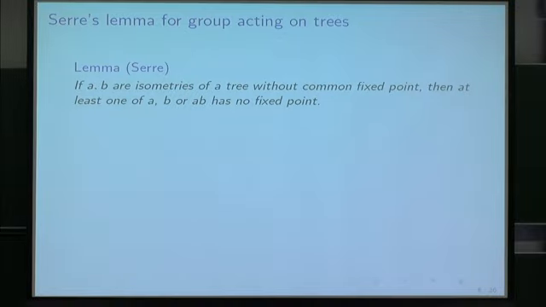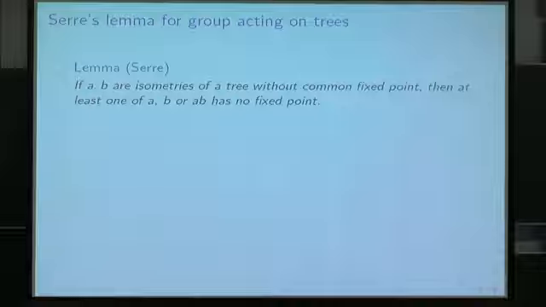So this was just a way to illustrate the kind of question I want to study in this talk. Here's another example coming from geometry, of a similar kind. This is a famous lemma of Serre for groups acting on trees. Suppose you have two isometries of a tree, A and B, and they don't have a common fixed point, so the group generated by them does not fix a point. Then you can say that already AB has no individual fixed point.